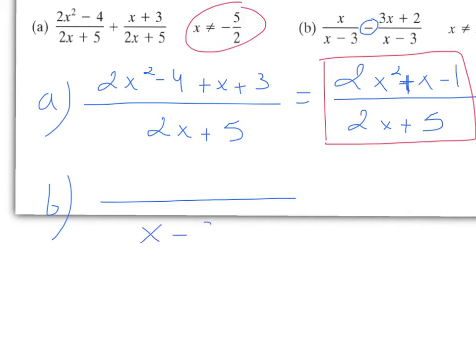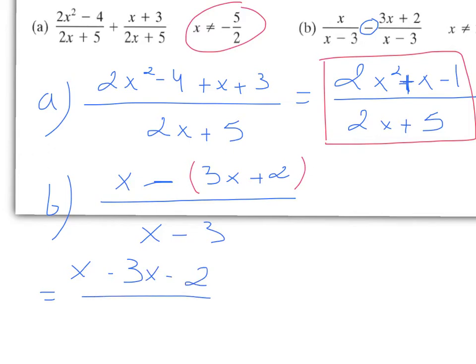x minus 3 as a common denominator. And here we have x. Since we have minus, make sure we add parentheses because we're going to change the sign. When we distribute the negative, we change the sign, because negative times positive would be negative. So here we have x minus 3x minus 2 over x minus 3. Now x minus 3x will be minus 2x minus 2 over x minus 3. Okay?